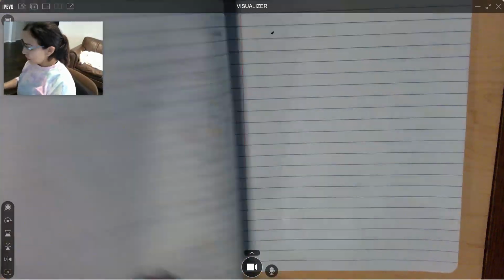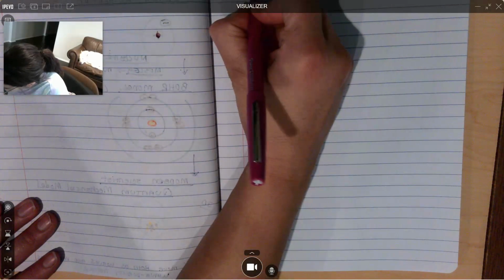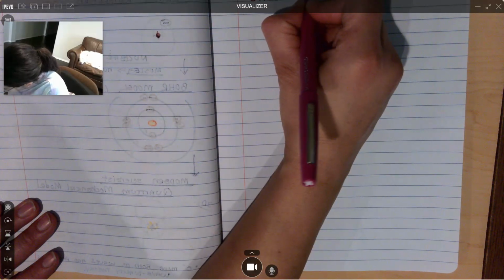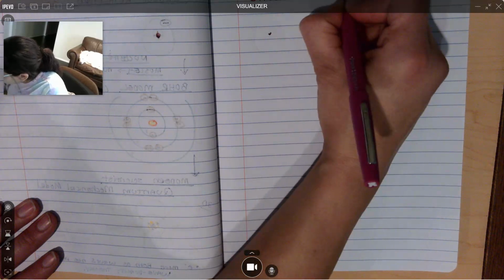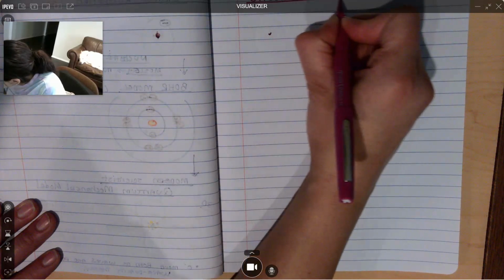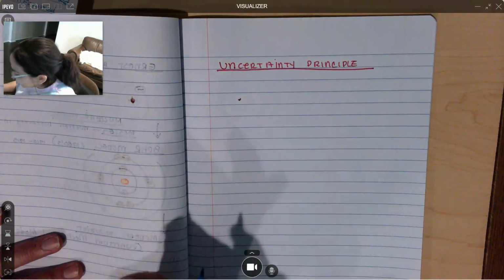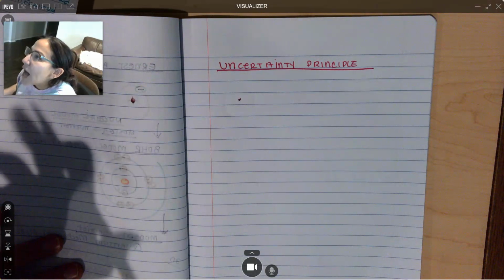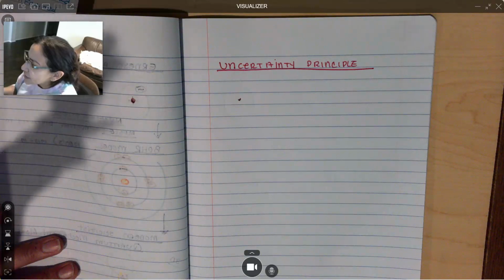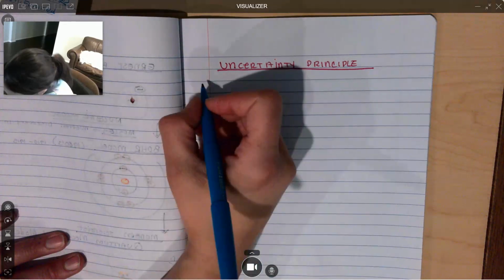Okay. So we don't know where the electrons go, and this leads to the uncertainty principle. And the uncertainty principle basically says that it is impossible to know both the location and the velocity of an electron at any given time. Okay, you can't know both of them at the same time.